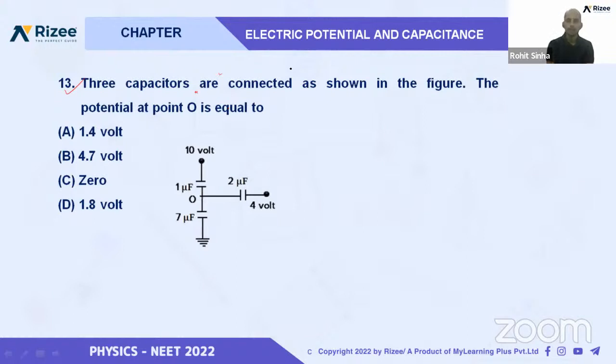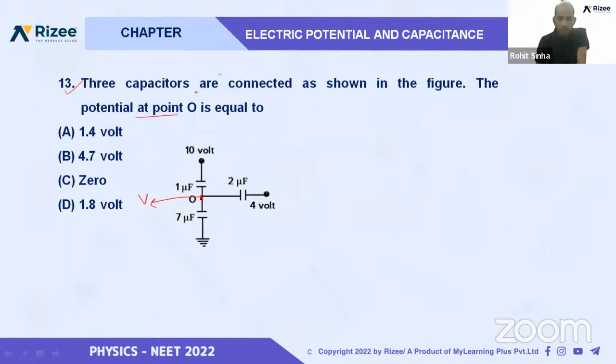Any answer? So let us see. No problem if you are not getting the answer. See, what we have to do? We have to find the potential at O. Let the potential at O be V.